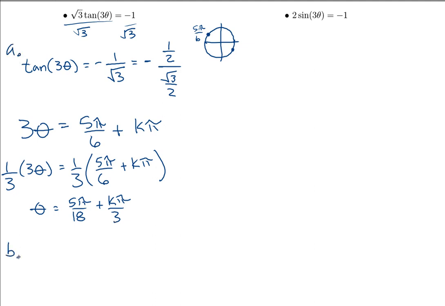But what about part B? This is where we got to list out all the ones between 0 and 2 pi. So we can definitely start off with 5 pi over 18 when you let k be 0. How about when you let k be 1? Well, then you're doing 5 pi over 18 plus, if k is 1, you're doing pi over 3. Okay, but that's going to be 6 pi over 18, so that's 11 pi over 18. And then we try the next one, 2 pi over 3. So that's going to be 12 pi over 18 plus the 5 pi over 18, which is 17 pi over 18.